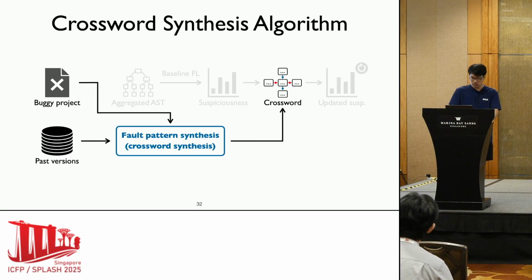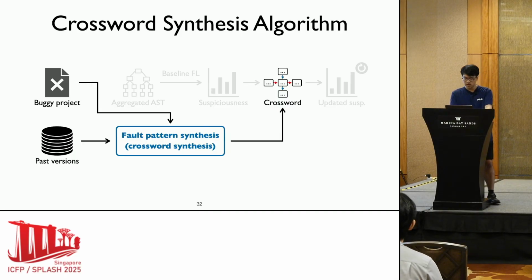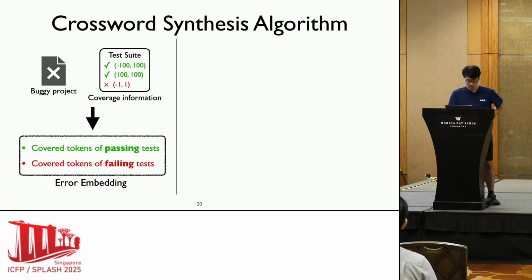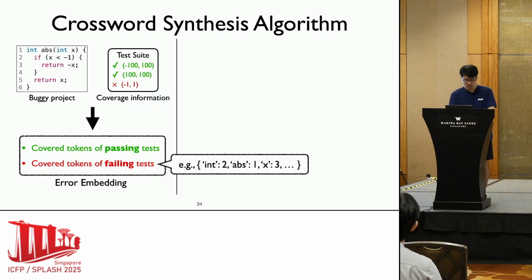As you can see, synthesizing such high-quality crosswords is an essential step in the PAFL workflow. The synthesis algorithm consists of two main steps. The first step is to generate error embeddings to represent what failure looks like. An error embedding is constructed from the set of tokens covered by passing and failing test cases. In this example, the failing test case covers lines 1, 2, and 5.